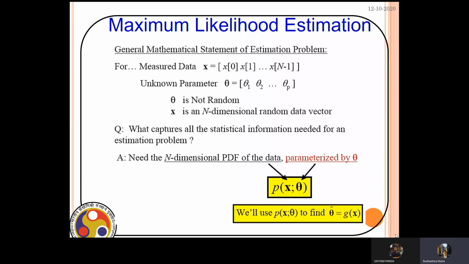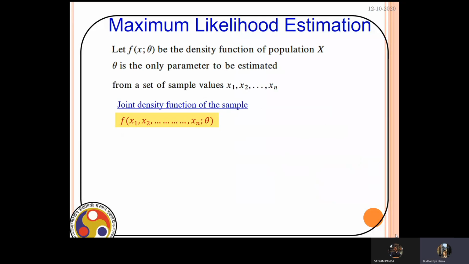Now the difficulty of this approach is that n-dimensional distributions are very difficult to work with. So this joint density, f of x1, x2, x3, xn given theta, is very difficult to deal with. So what do we do?